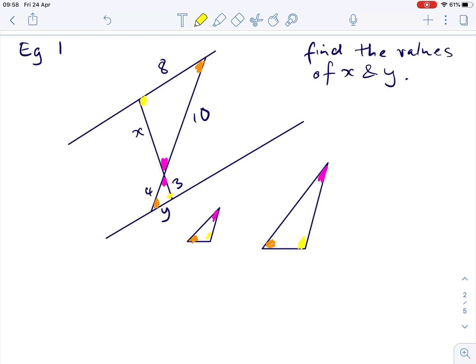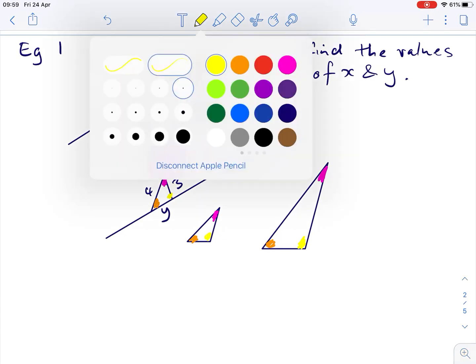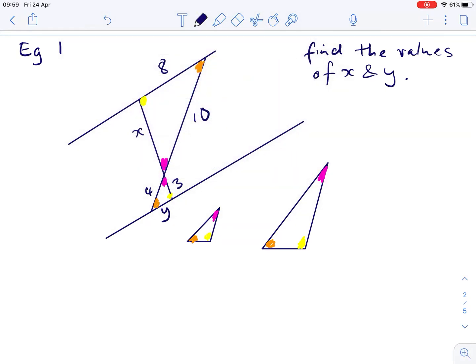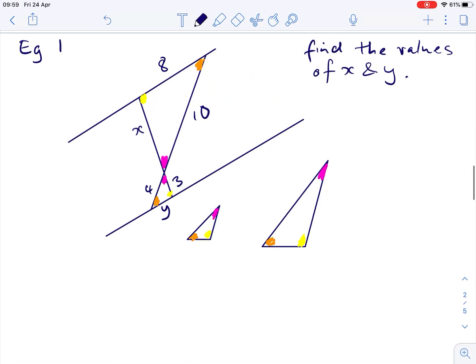You don't have to do this, I just find it helps me orientate myself with which angles correspond to which angles. So we've got between the pink and the orange we've got 4 for the small one, and between the pink and the yellow we've got 3, and we have Y between the orange and the yellow. Between the orange and the yellow for the larger one we have 8. Between the orange and the pink we've got 10, and between the pink and the yellow we have X.